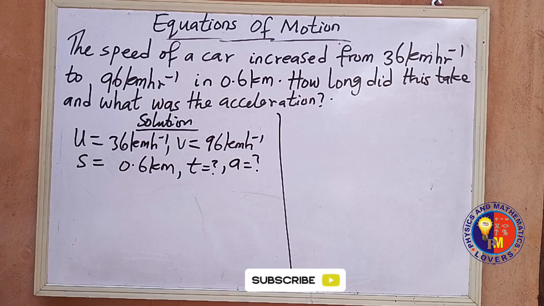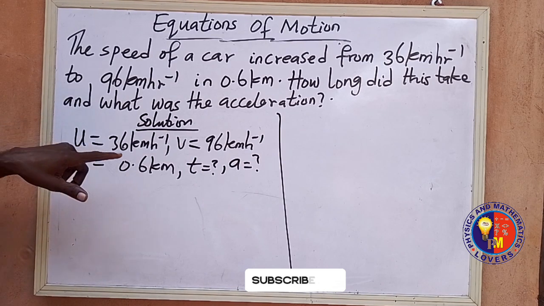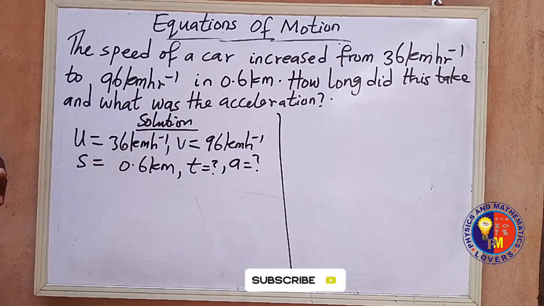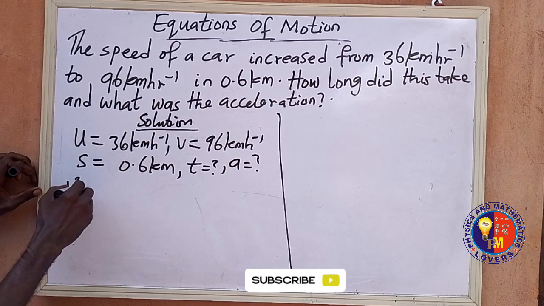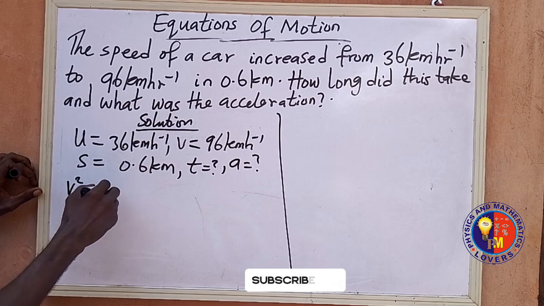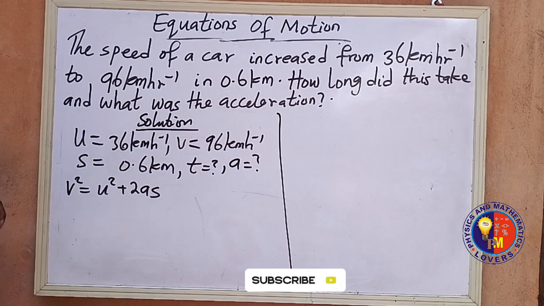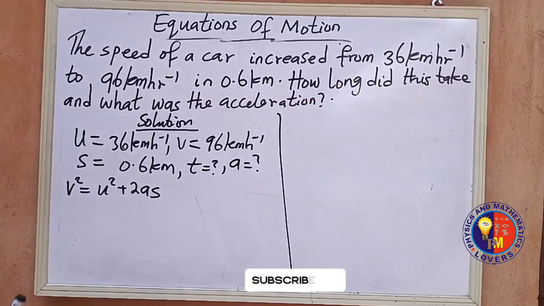So which of the equations are we going to use now? You begin to think, where we have initial velocity given, and also the final velocity given. So which of the formula? It is where we have v square equal to u square plus 2as. Alright, so this is the one we are going to make use of.